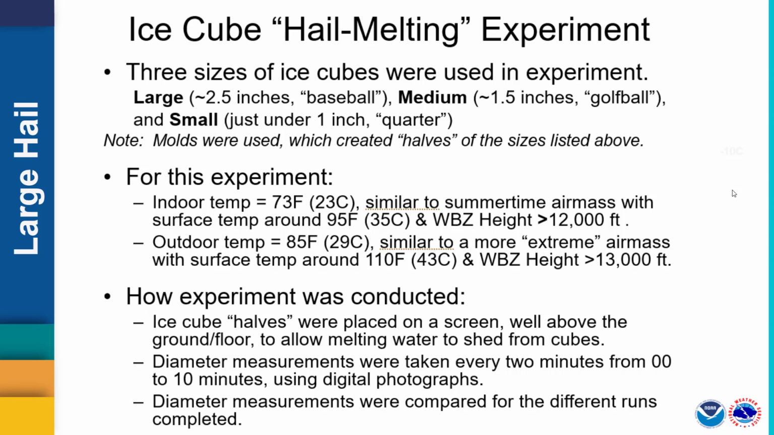Then we did run outdoors with a temperature of 85 degrees. That's 85 through the entire melting layer. That would be similar to a much more extreme air mass with surface temperatures around 110 degrees Fahrenheit and 500 millibar temperatures way above freezing, which we don't even observe, along with very high wet bulb zero heights.